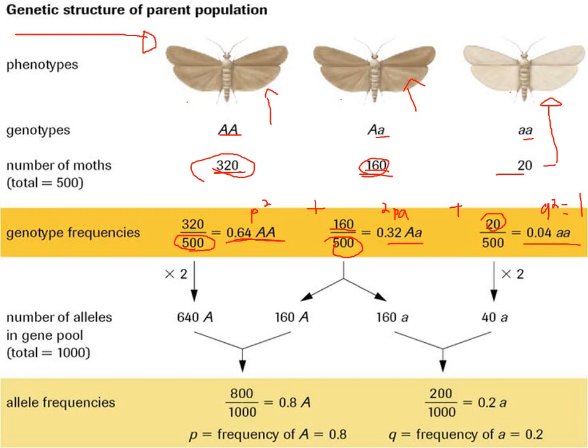We're going to do it the mathematical way right now, just looking at the picture actually. So how many alleles do we have? We have 1,000 alleles.